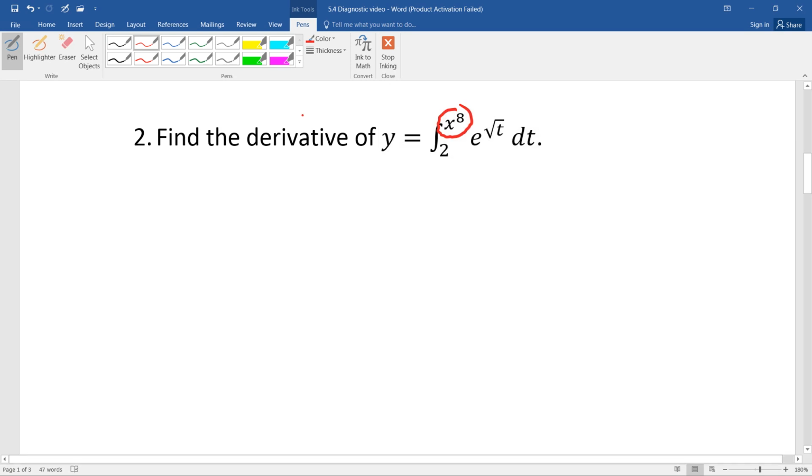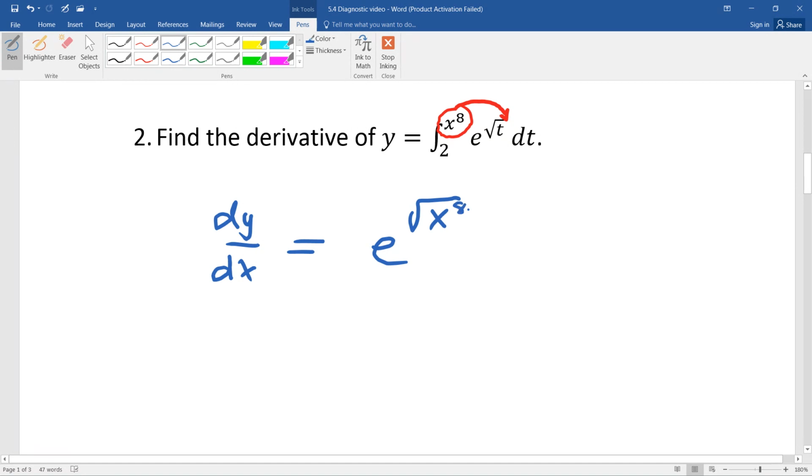And again, we want to find the derivative of y with respect to the variable x, because x is the variable on the right side. Again, t is a dummy variable, and we'll just use that rule again. We'll plug in this upper limit for the dummy variable, and we will get e to the square root. When I replace t with x to the 8th, this is what we get.